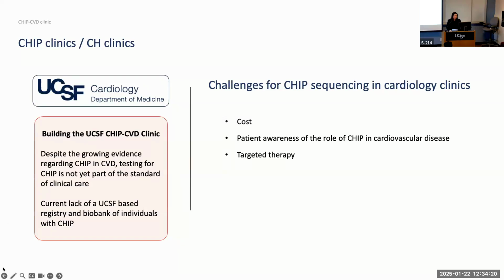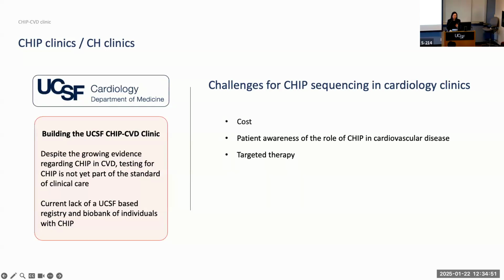That being said, we know that without testing, we can't have a robust registry of patients who have CHIP, and also no biobanking. So there are limited studies for looking at human population and natural history studies for CHIP in the cardiovascular disease setting. So what are some of those limitations and challenges? Well, I think one of the biggest challenges for introducing CHIP as a risk factor in cardiovascular disease clinics is the lack of sequencing.